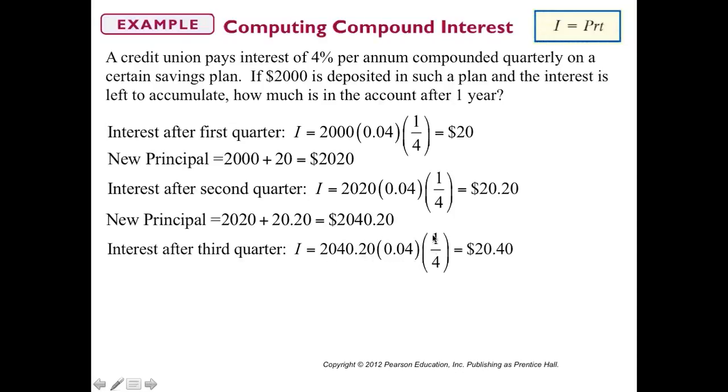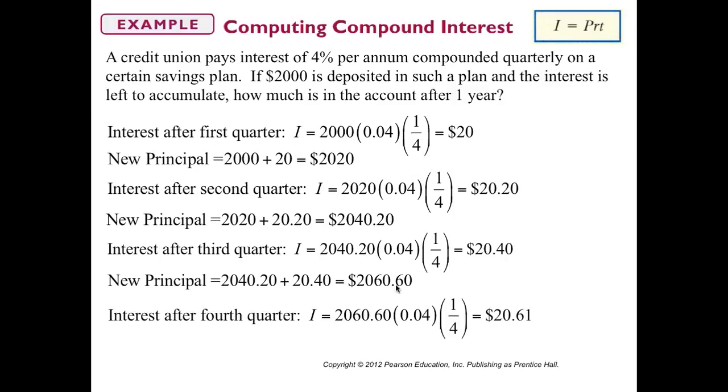So what we need to do is figure out what our interest will be after the very first quarter. To do that, we take our 2,000, which is our principal, multiply it by our rate, which is 0.04, and multiply it by our time in years. In this case, we're just talking about the very first quarter, so that's going to be 3 months, which is 1/4 of a year. So we multiply by 1/4. And if you do all of that, you should get $20. Now that gives you the interest.